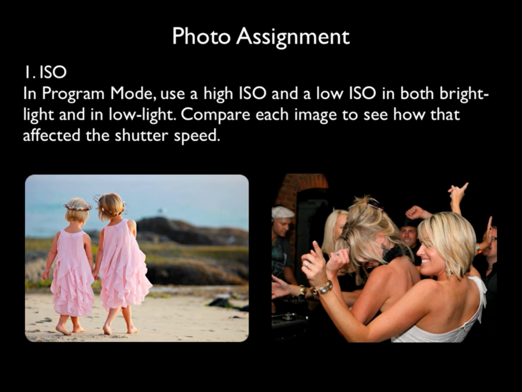Photo assignment. Number 1, ISO. In program mode, use a high ISO and a low ISO in both bright light and in low light. Compare each image to see how that affected the shutter speed.